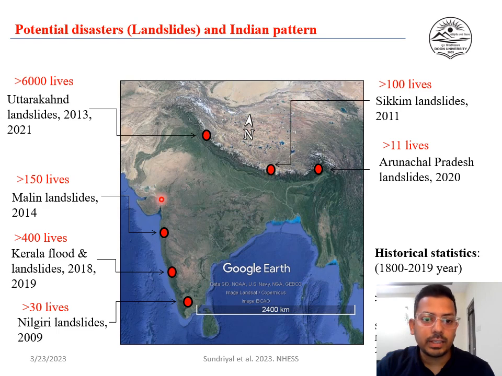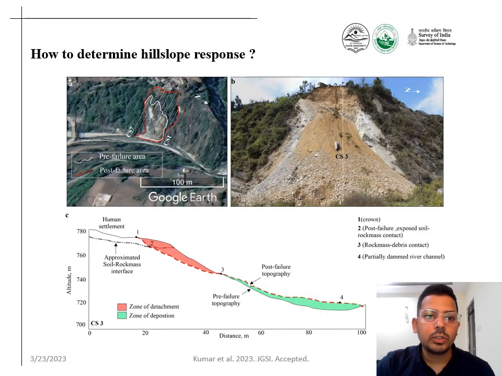If we talk about India, particularly Uttarakhand, due to landslides in the 2013 flood and 2021, we have lost more than 6,000 lives. Reportedly, the actual number might be more than that. In Northeast Himalaya also, we are subjected to such life-causing landslides, and in Western Himalaya too. So this is a national problem. This is not confined to some specific parts of India. So how to determine the response of these geological processes?